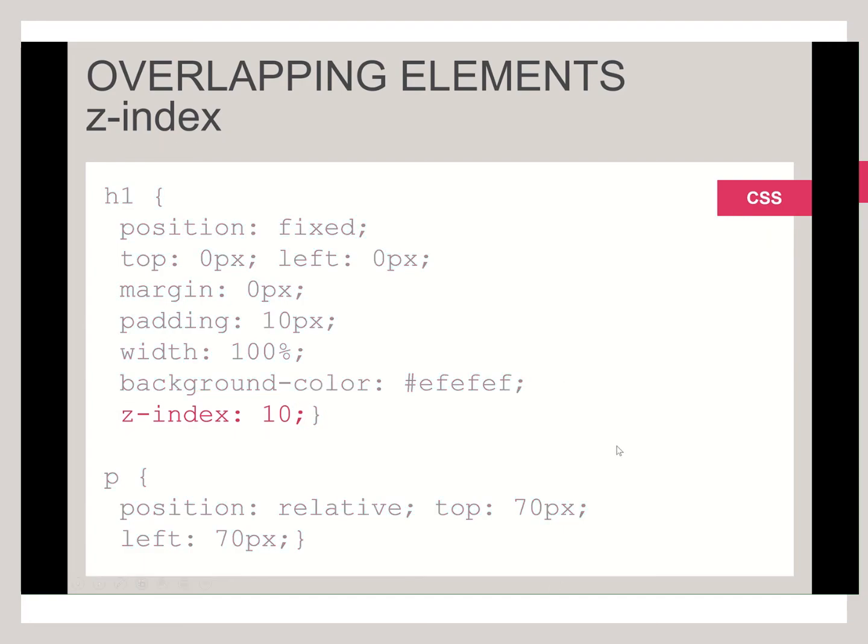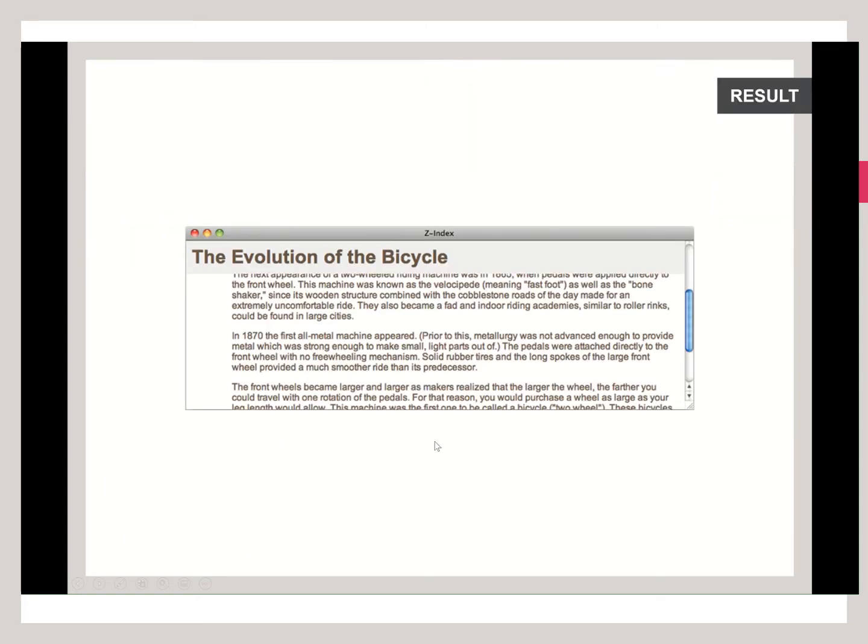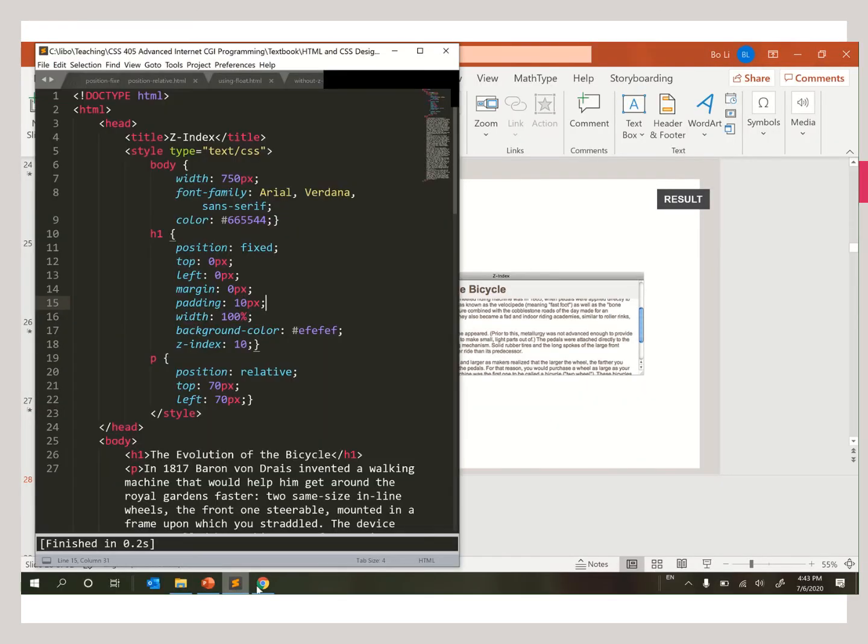So let's look at the z-index. Z-index is the most important, and then showing the result. When we scroll down, we don't show the paragraph content, we show the heading contents, and then we allow some gap in between. Okay, see the real demo, real code.